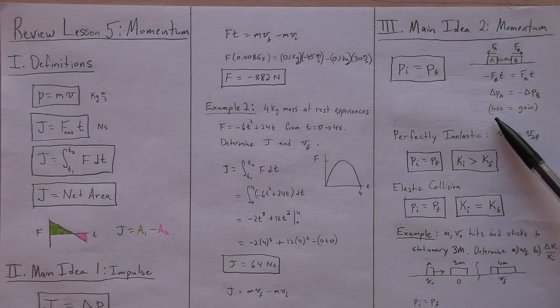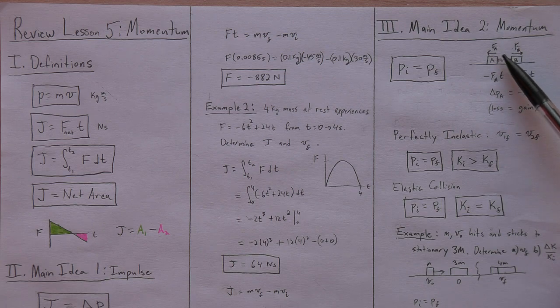And so you can see that the loss of car A, because it's moving forward and it's colliding, is going to lose momentum. The minus sign means the other thing is going to do the opposite of a loss, which is a gain. So the loss in momentum of one car is the gain of momentum on the other car. And that's basically saying Pi equals Pf.